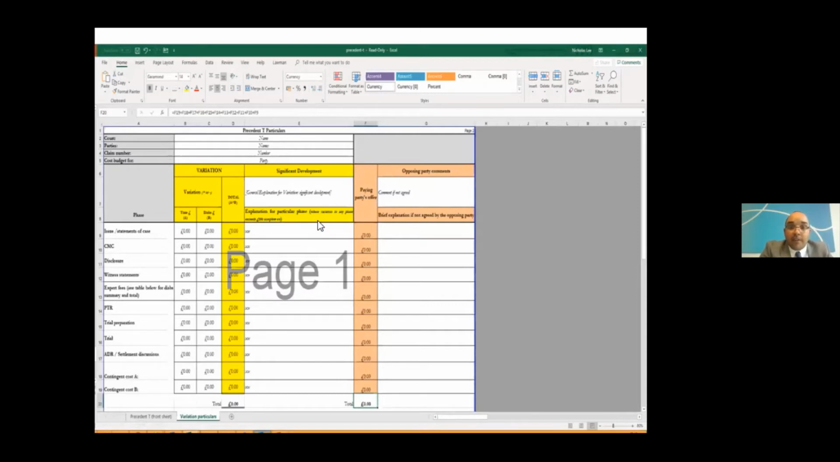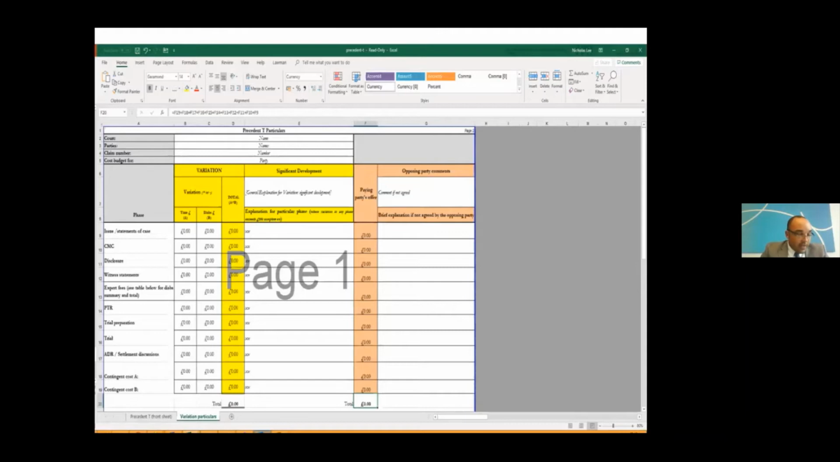The opposing party, much like they would in a Precedent R, has an ability then to make an offer and to make any comments, and those comments may well be, this is not a significant development, or it may well be, these costs are excessive and a lesser sum should be allowed. So we will see how this evolves over time.